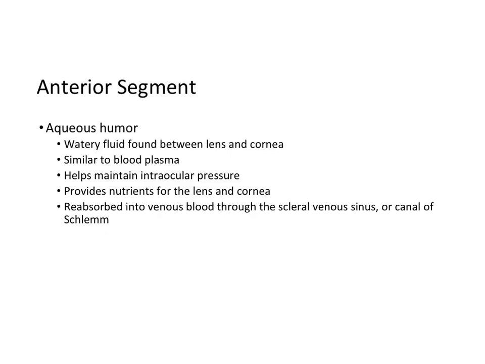The aqueous humor in the anterior segment is a watery fluid, and it's found between the lens and the cornea. It's similar to blood plasma as far as composition, and it helps to maintain the intraocular pressure, because you want to have a certain amount of fluid in your eye, because otherwise it will not stay round, but too much is not a good thing either, because it puts too much pressure on the eyeball. It provides nutrients to the lens and the cornea, and it's reabsorbed into venous blood through something called the scleral venous sinus, or the canal of Schlemm.